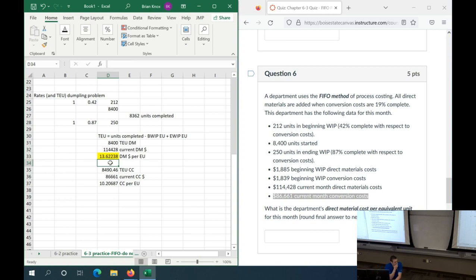Yeah, Dylan. So I just want to confirm, units completed is still just beginning plus started minus ending. It's only the TEU equation that's the big change. Yes, exactly. Units completed, we might want to call it physical units completed. It's all about the physical units. Nothing equivalentized. Yeah, no equivalent units involved.